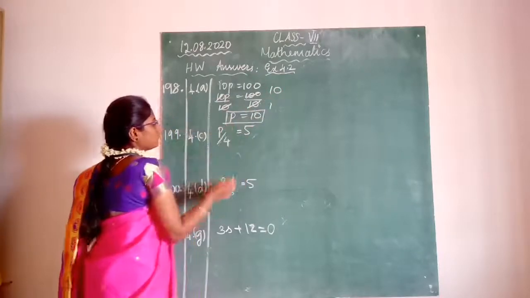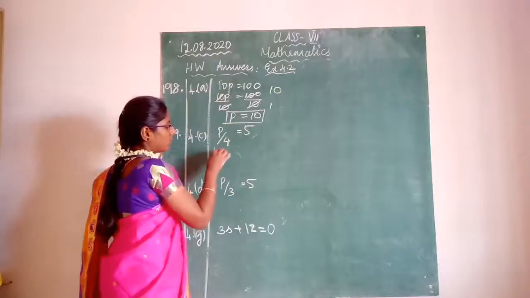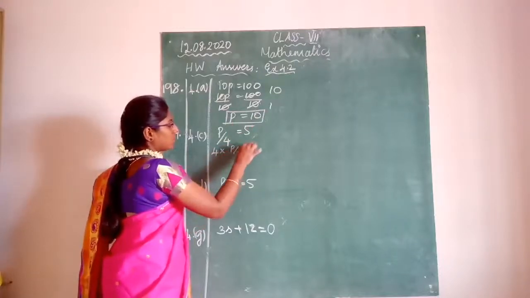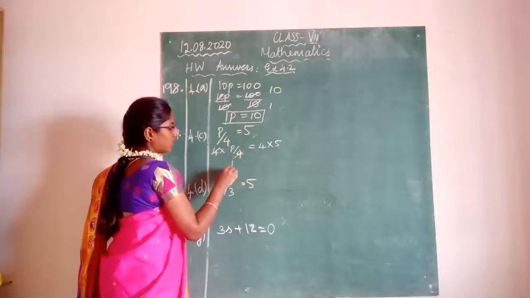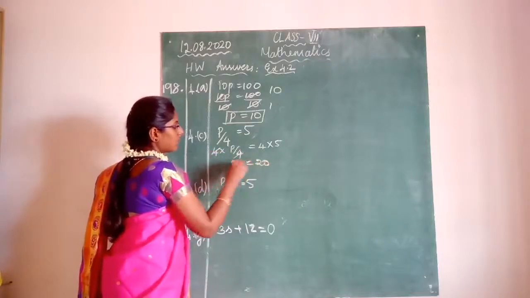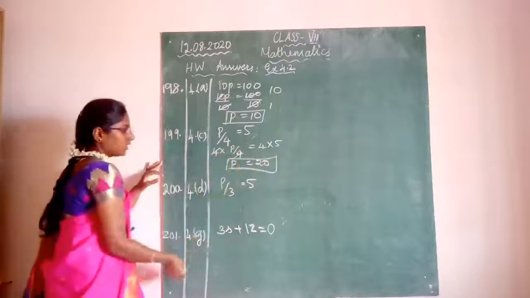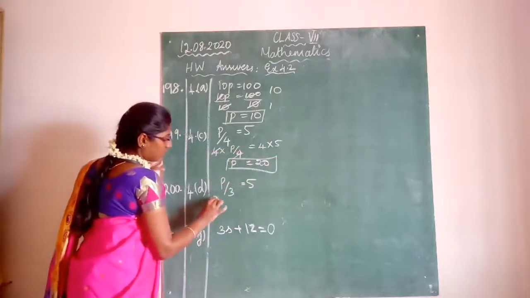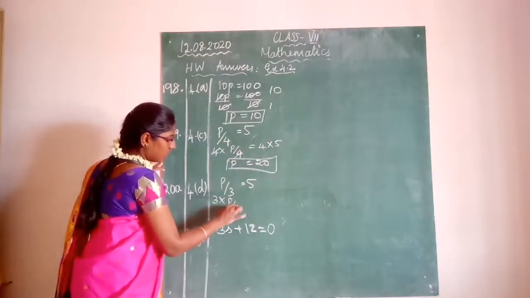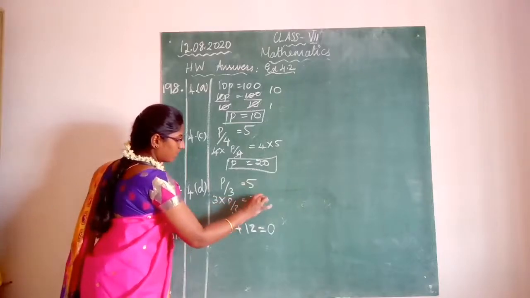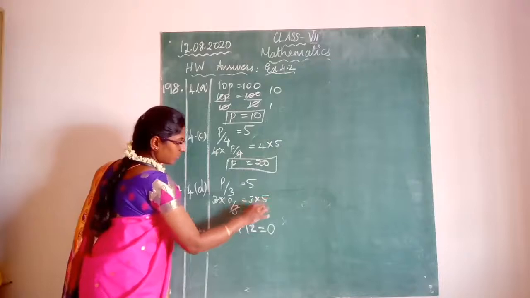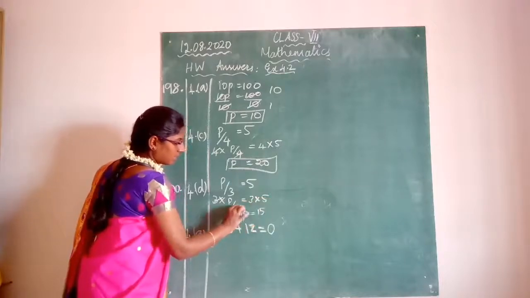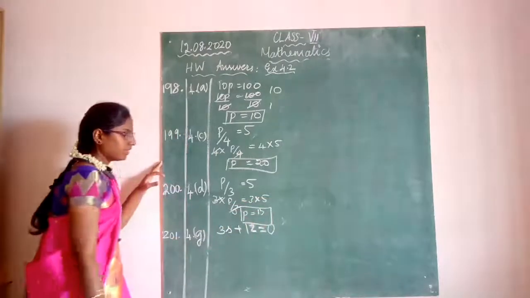Okay. So then here you will multiply with 4, right? P by 4 is equal to 4 into 5. So 4 and 4 will get cancelled and P is equal to 20. Okay. Next same thing here also. Okay. 3 into P by 3 equal to 3 into 5. 3 will get cancelled and P is equal to 3 5s are 15. Fine.